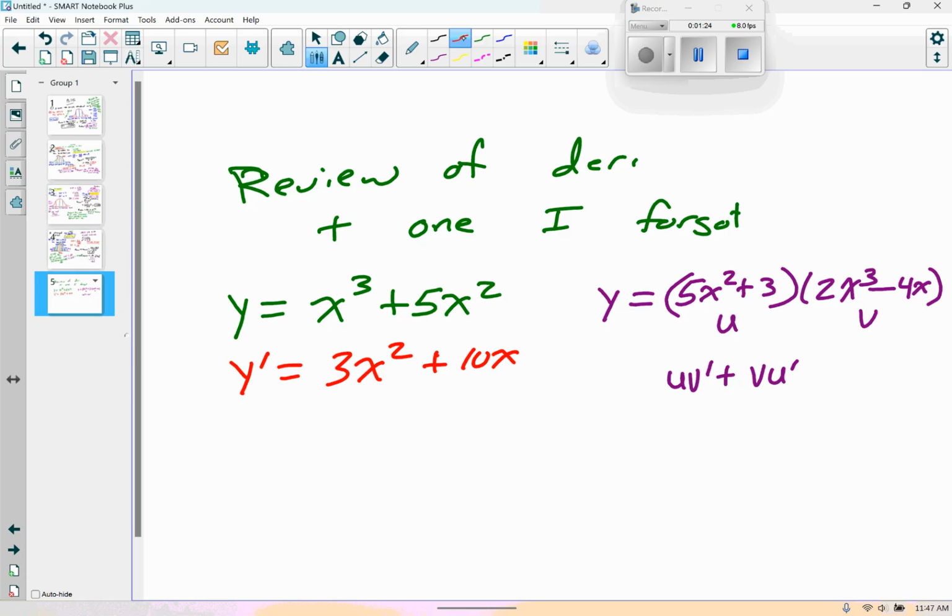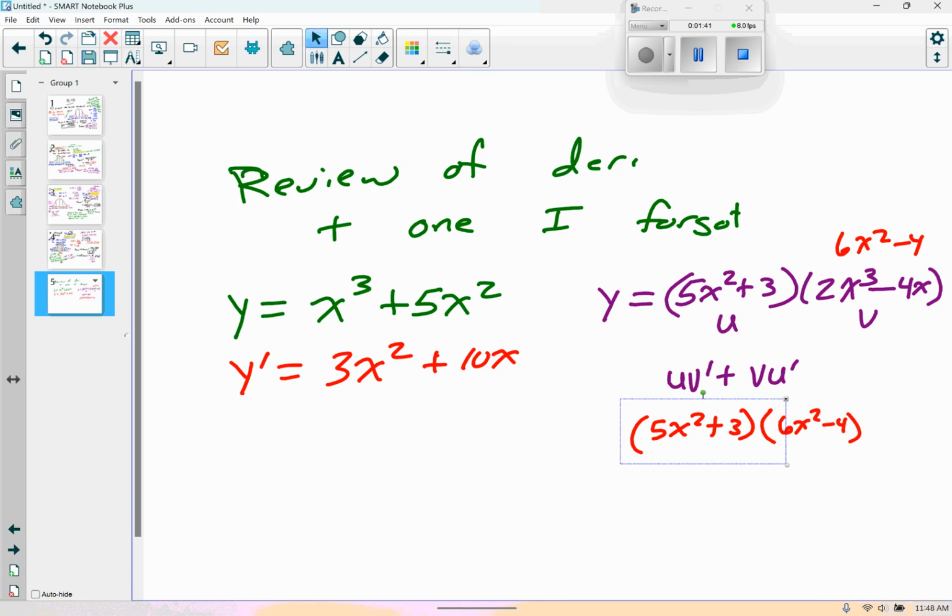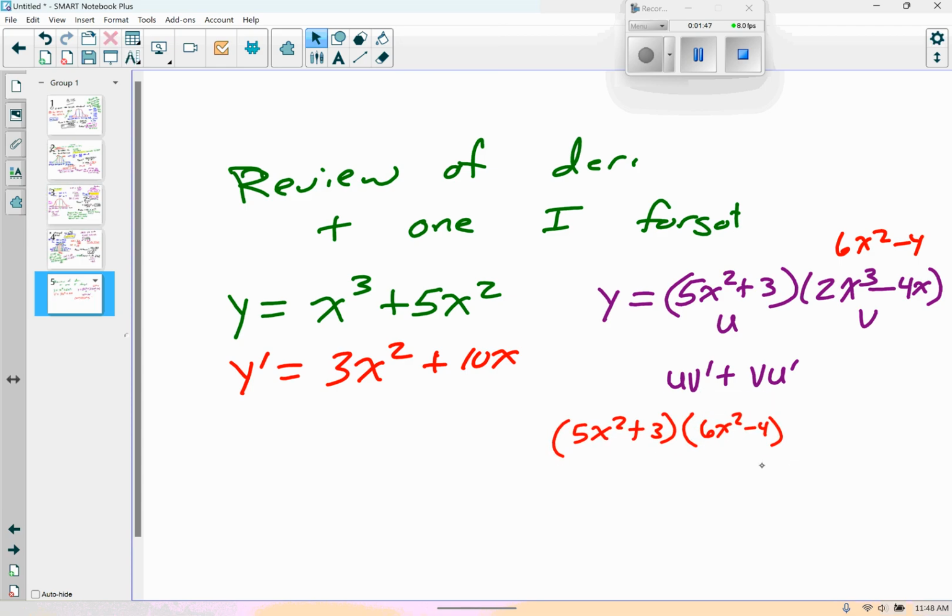Okay? So u is just this. And then the derivative of v is going to be 6x squared minus 4. I got to move this over. And then I have v, so it's going to be plus v, so 2x to the third minus 4x, and then times the derivative of this, which is going to be 10x. Okay, so that's everything we've done so far.